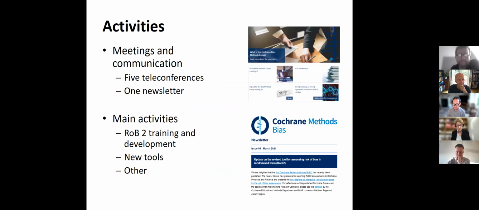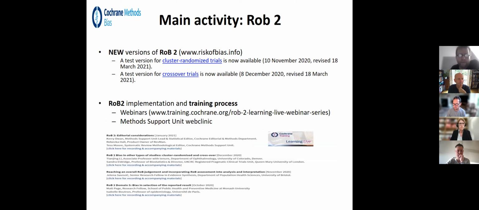So we've had 5 teleconferences and sent out 1 newsletter, but I'm going to focus on our main activities: the ROB2 training and development process, the work we have been doing on new tools, and some other projects. During the year, 2 new versions of ROB2 were made available on riskofbias.info. A test version of the cluster randomized trial version is available, I think it was revised in March, and a test version of the crossover trial version also revised in March. And these 2 versions of ROB2 complement the main version focusing on parallel group randomized trials.